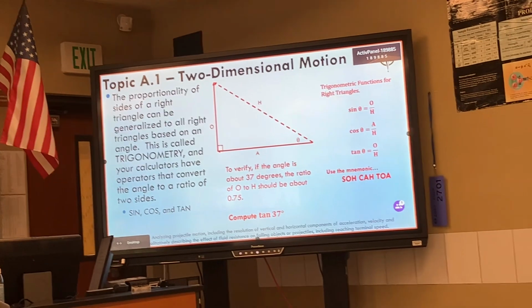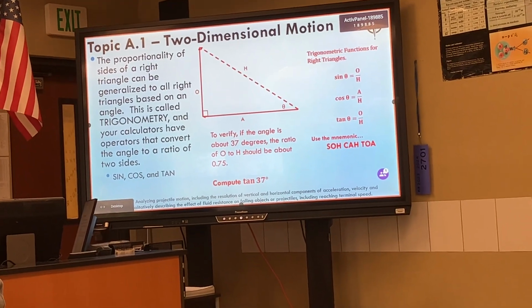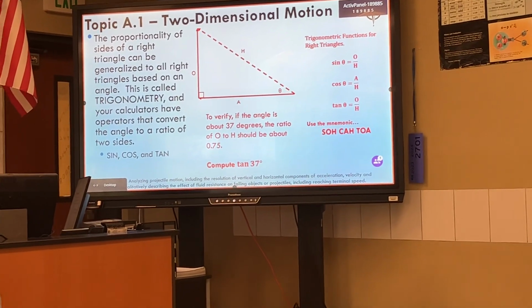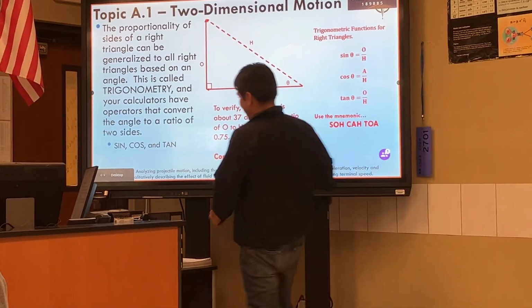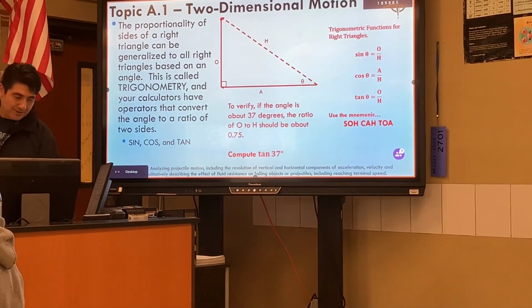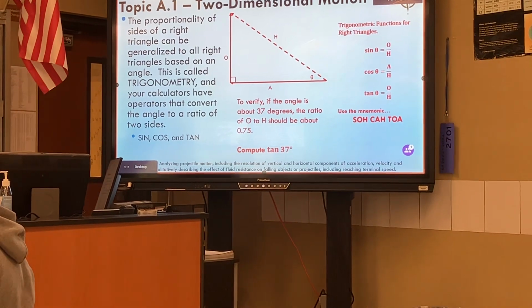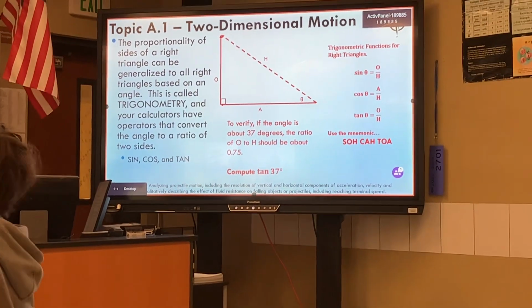Yes? Tangent's written wrong. Yeah, it should be O over A. Okay. Thank you. I've got to fix that now because I'll not fix it later. So give me this moment to do that quickly. This should be an A.